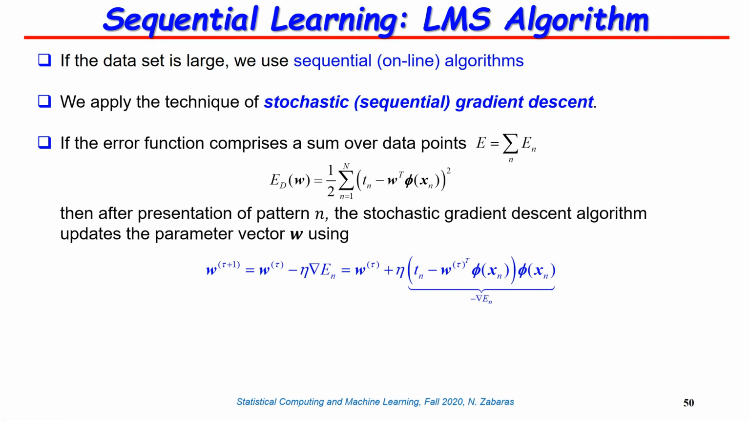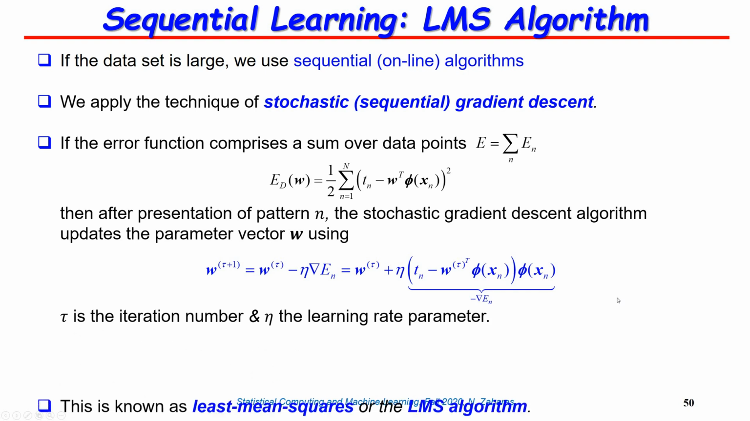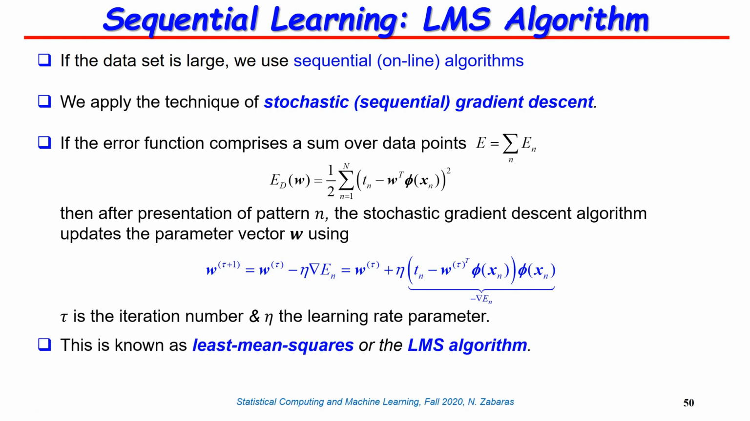When we discuss later on the generalized linear models and the exponential family, you will see that the algorithm you see here for updating W is very general, and you can apply it to many different distributions for many different problems. So this is the error that you commit on the nth training data point, and this is the feature evaluated at the input x_n. This algorithm is so popular that it comes with its own name, the least mean squares, or if you want to search on the web, the LMS algorithm.